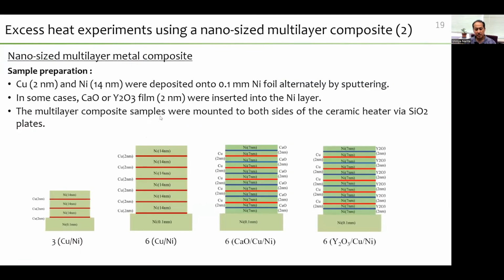So these are the details of the experiment: sample preparation and sample types. Copper and nickel were deposited onto the nickel foil alternately by sputtering. In some cases, calcium oxide or yttrium oxide were inserted. The composite samples were mounted on both sides of the ceramic heater via silica press. I will mention this later, in the next slide. These are representative samples they tested. This is 3 sets of copper-nickel, and for example, this is 6 sets of the calcium oxide, copper-nickel combination.